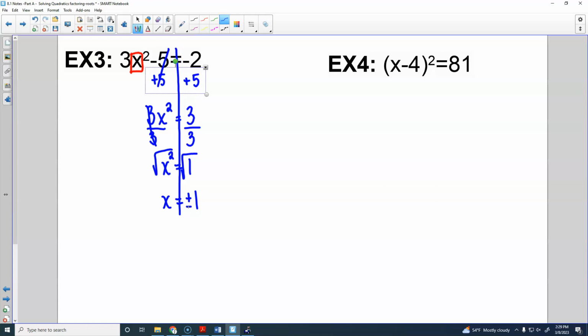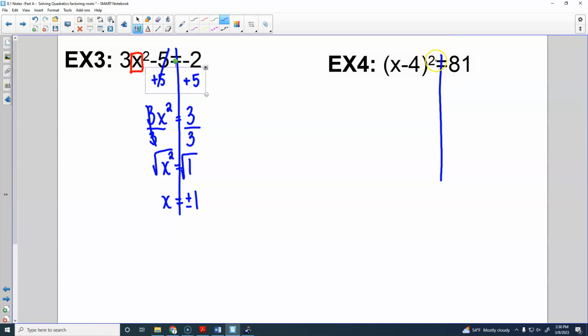All right, let's look at 4. 4 is a little bit of a different question. All right. Here's the problem. Isabella says to distribute the exponent.